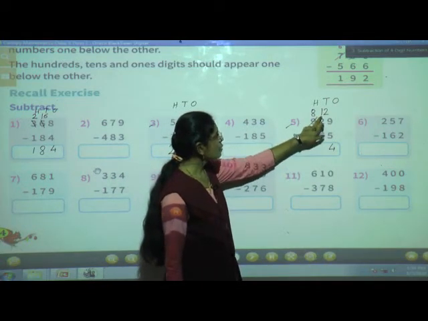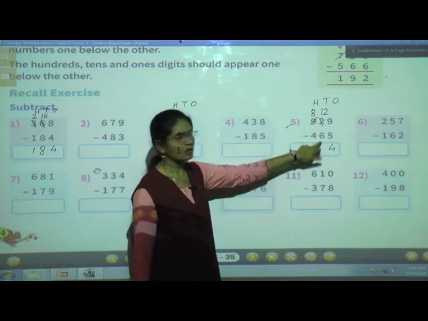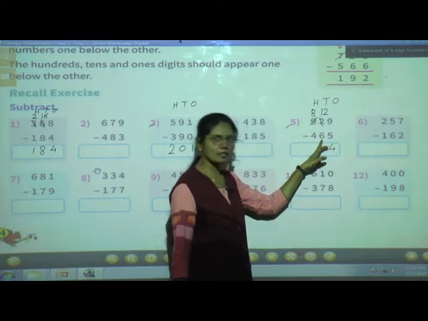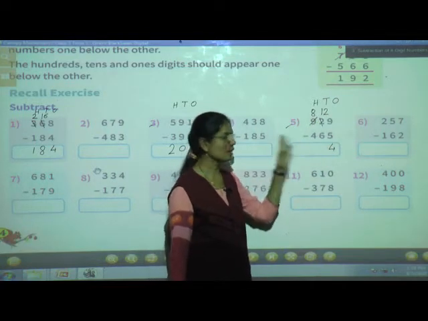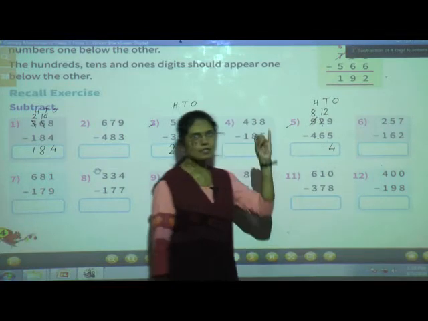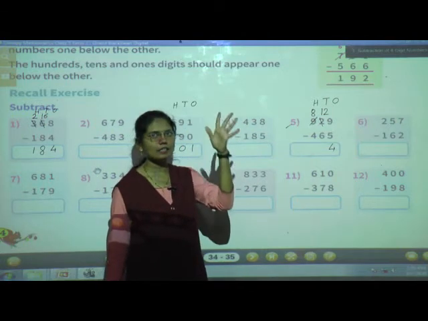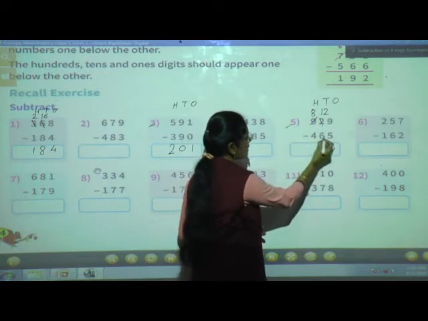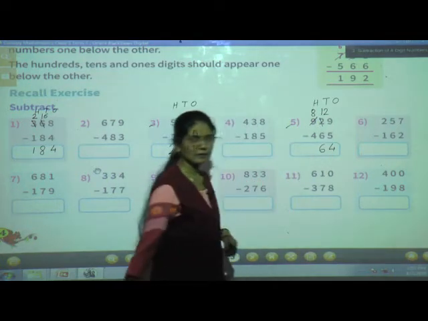Okay. Now see the tens place. Here at tens place 12 minus 6. 12 minus 6. Now what will you do? You will count the fingers after 6 till 12. So count your fingers after 6. 7, 8, 9, 10, 11, 12. How many? 6. So 12 minus 6, 6.